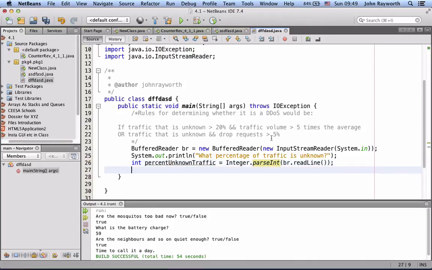What else do we want to know? Traffic volume is 5 times the average. Okay, we'll assume this is a network manager who just knows that, so SOUT. We can make this more complex and do a calculation, but let's just keep it straightforward. True, false? True, false.